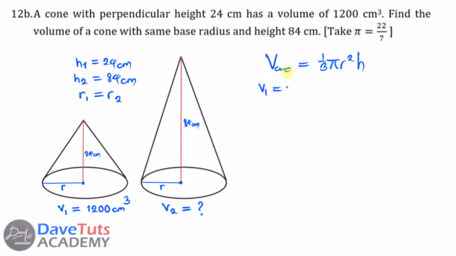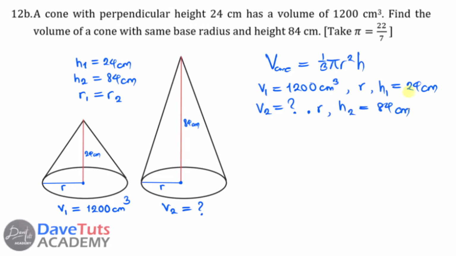We have its volume, 1,200 centimeter cube, and then the r is there, but we have its h1 to be 24 centimeters. In the second case, we are looking for the volume of the bigger cone. The same radius is what we are looking at here, and we have the height of the second one to be 84 centimeters.